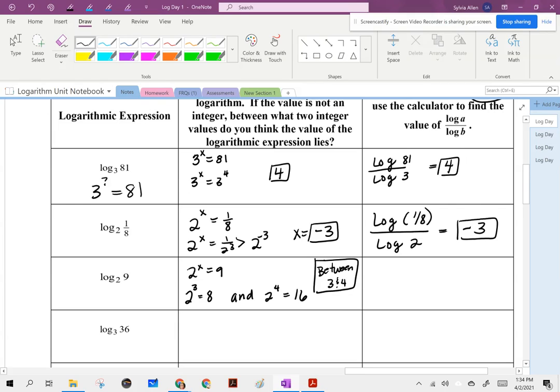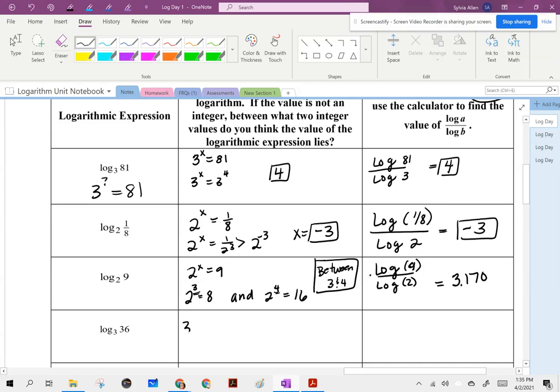Okay, so now let's take a look and see what we would do in our calculator. Log of 9 divided by log of 2, and that is going to equal 3.170. And look, we could have even noticed that it was going to be closer to 3, because 2 cubed is 8, 2 to the fourth is 16, and 9 is closer to 8.